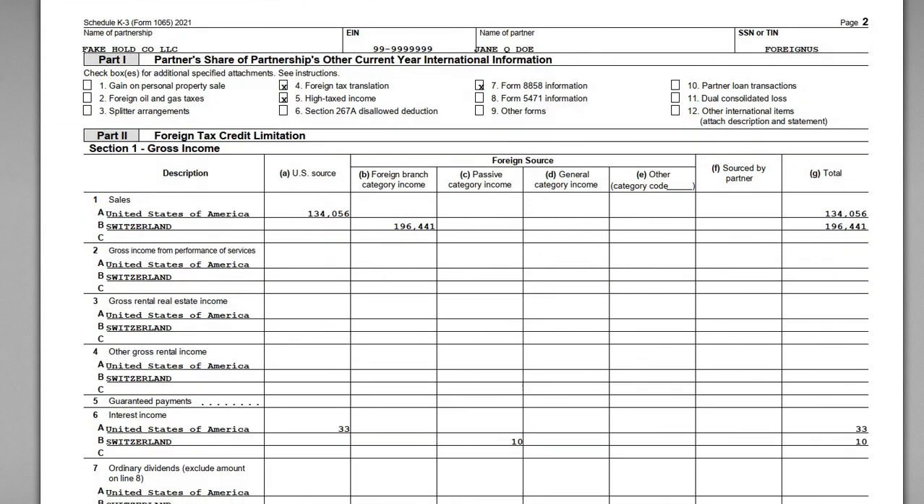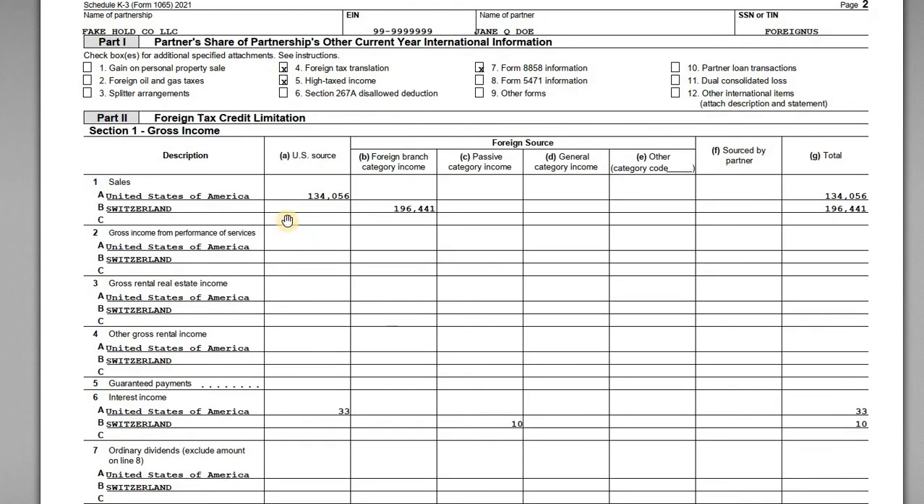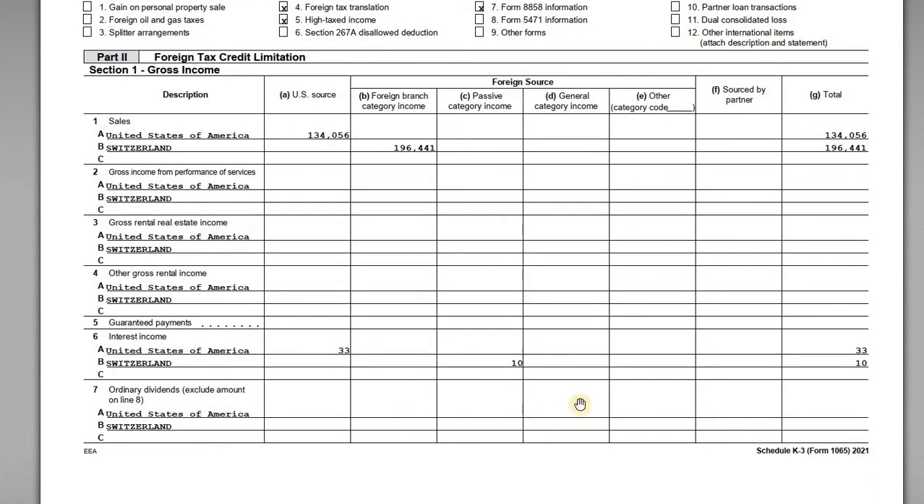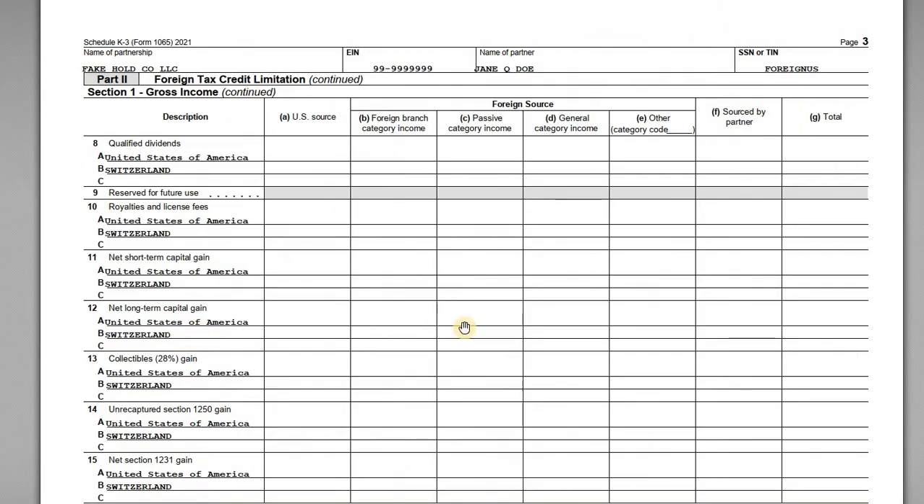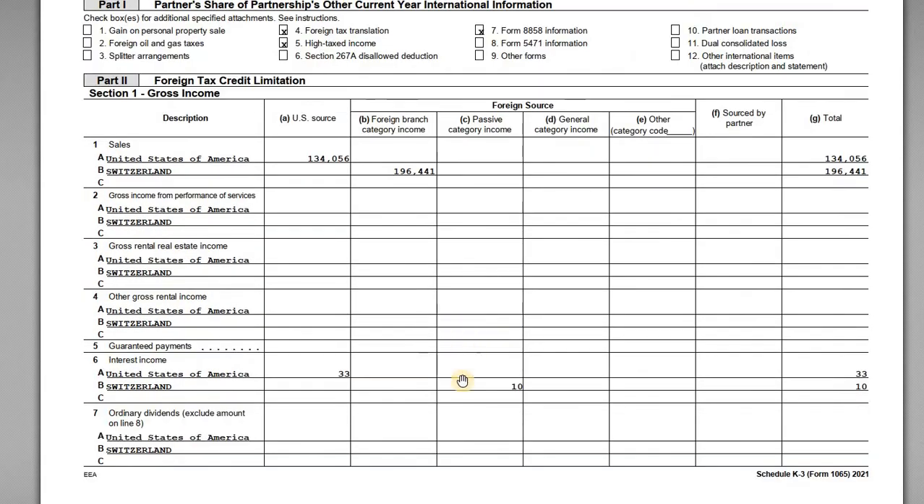So if we jump down to the foreign tax credit information, right? So again, this is just Jane's allocation of what was reported on K2, right? So she can see here the amount of gross income allocated to her from U.S. sources versus what's from Switzerland, foreign branch category income, the breakout of the interest, right? So if she goes back up to K1, all right, she can see, okay, I got $43 in interest. And then now when I look at my K2, I can see where those are sourced from, right? So of the $43, 33 came from the U.S., 10 of it is foreign source and specifically from Switzerland, right?